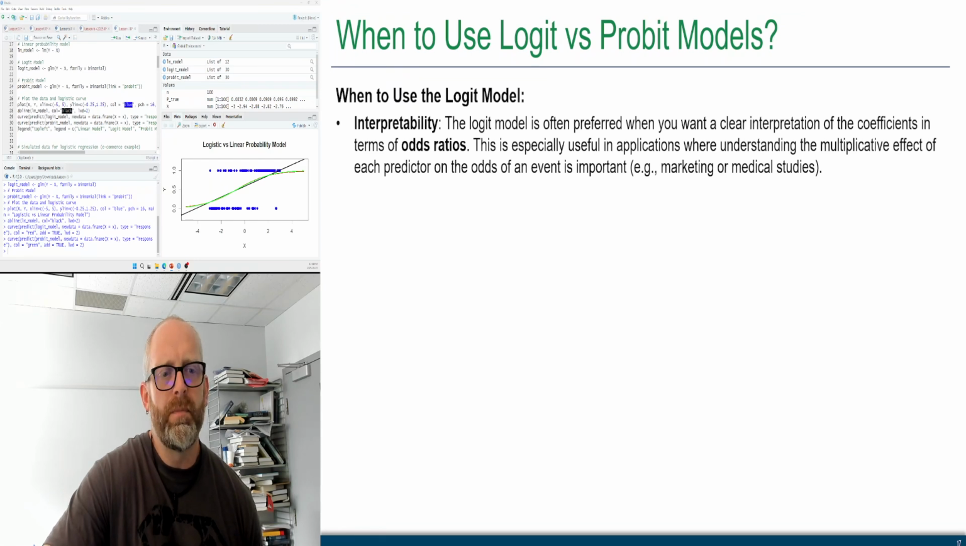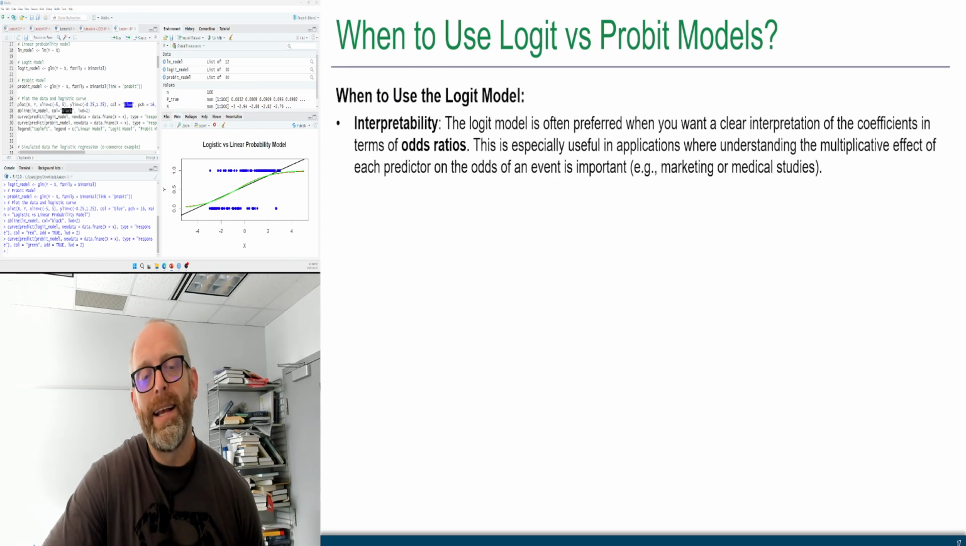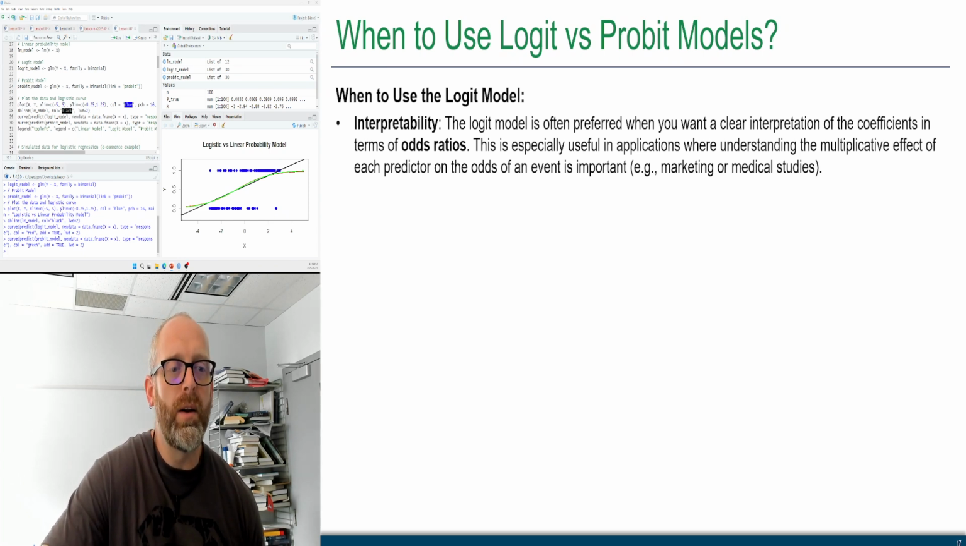So for the logit, we use this for interpretability. This is going to be a big one because the calculations just make it easier to understand and interpret. The logit model is often preferred when you want a clear interpretation of the coefficients in terms of the odds ratio. This is especially useful in applications where understanding the multiplicative effect of each predictor on the odds of the event is important. So this can fall into marketing or, for example, medical studies.